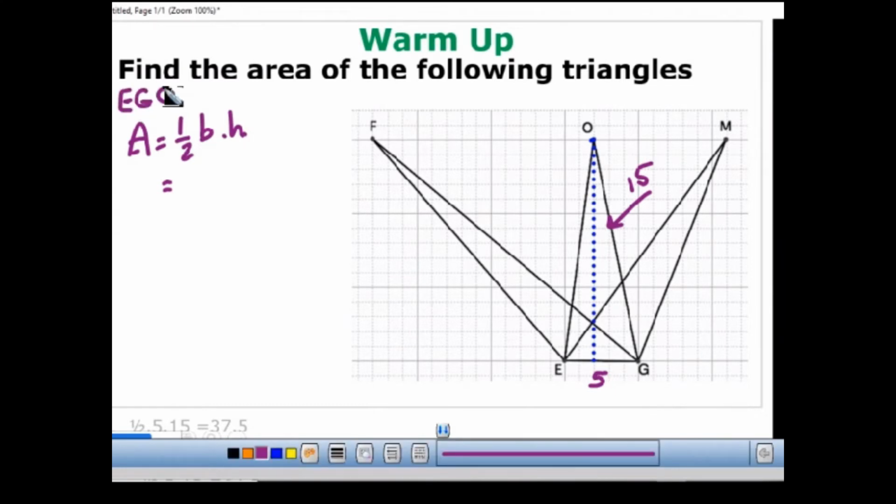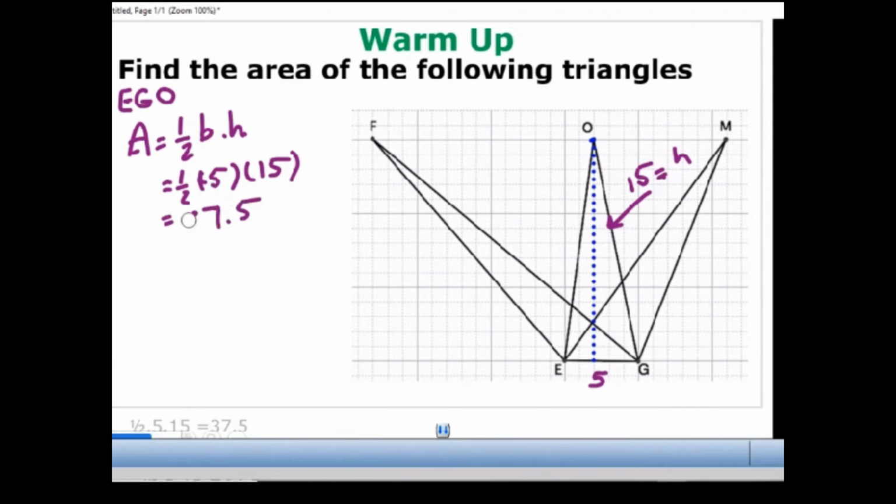Okay, and if you use a calculator, you will get 37.5 square units, whatever the unit is. So now I have a question. If this is true about EGO, what about EGF or EFG? EFG, how much is that?